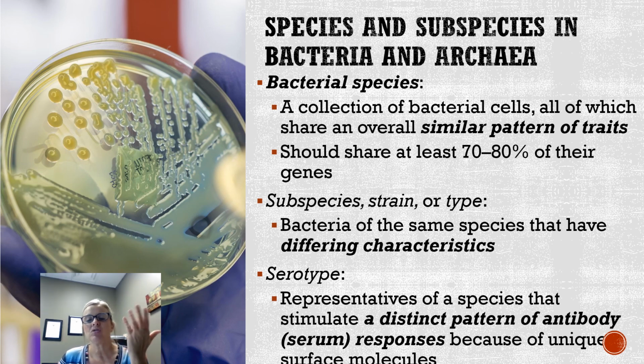A subspecies or strain is going to have the same species with a little bit different characteristics, kind of like the coronavirus that we are currently experiencing is a new strain, so it has different characteristics than the original coronaviruses. And then we have serotypes, which are portions of a species that give us a very distinct antibody response because they have a unique particular arrangement of surface molecules that our blood serum reacts to.